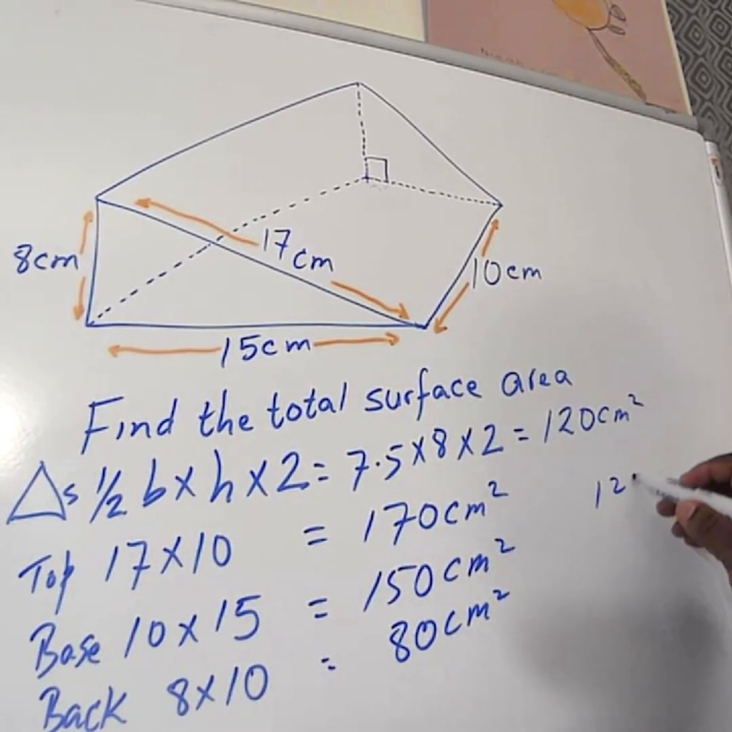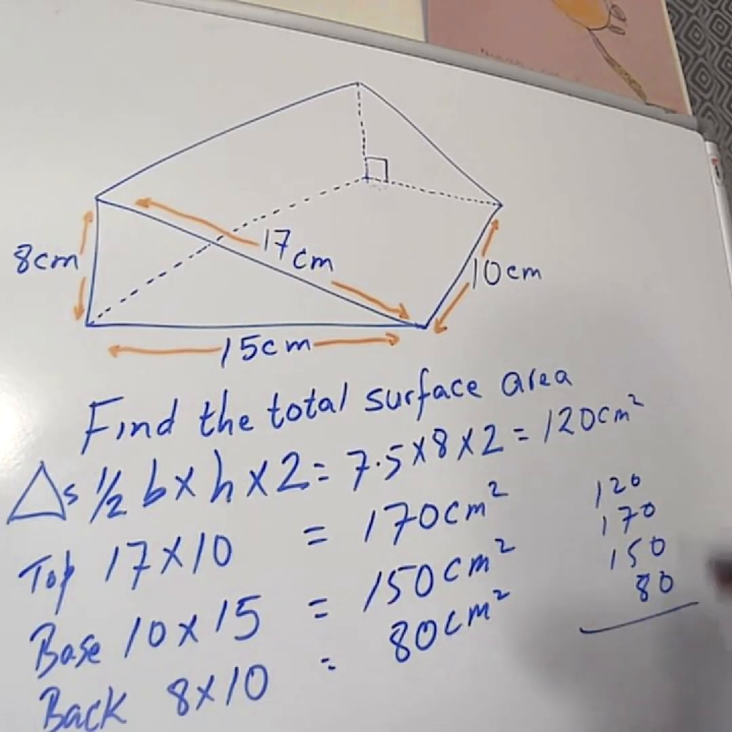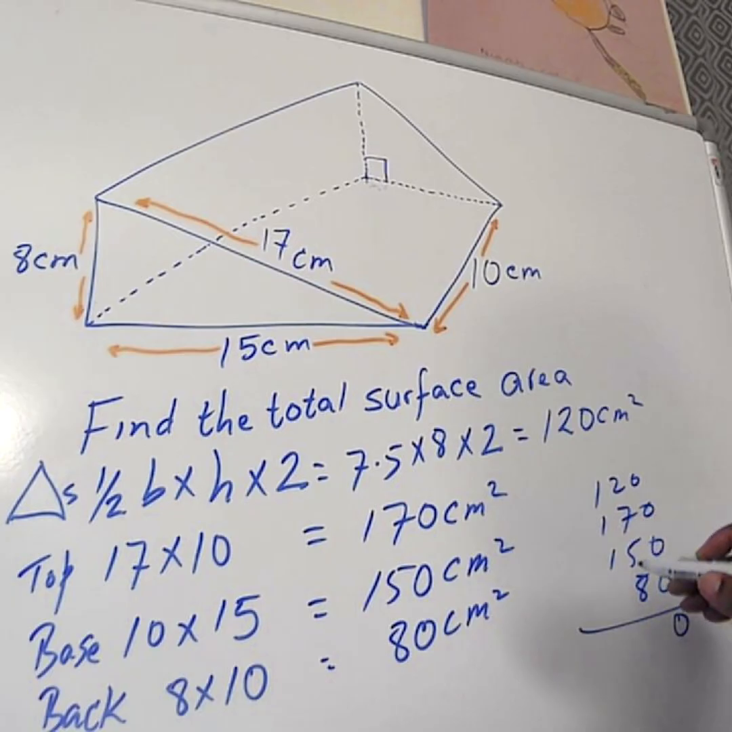So 120, 170, 150, and 80. 0, 8, and 5, 13, and 7, 20, and 2, 22. 2 carry 2, 2 and 3, 5. 520 centimeters squared.